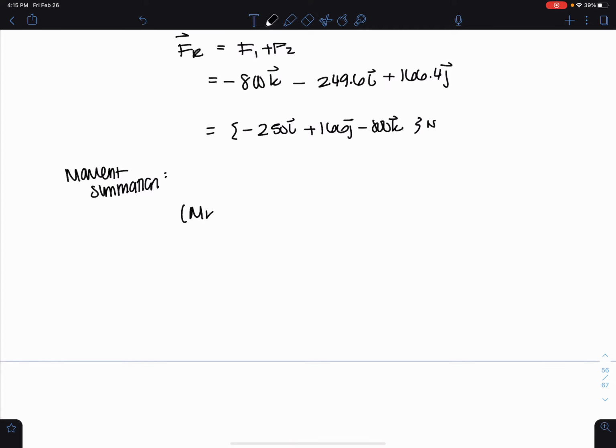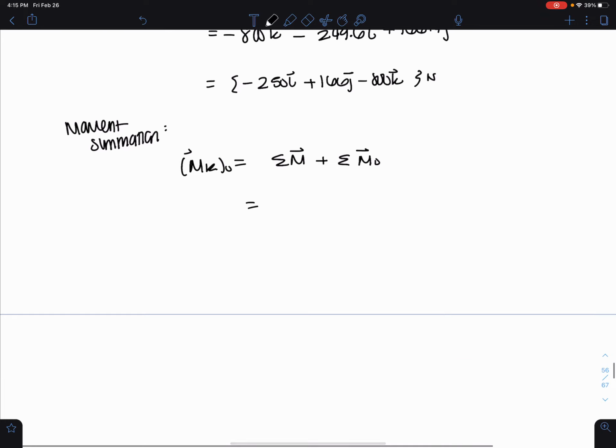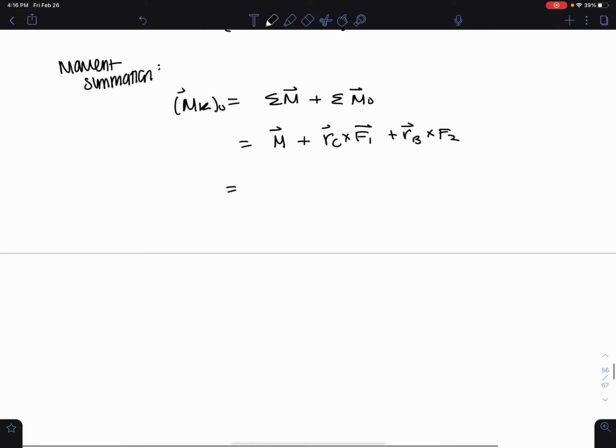So I have my M resultant about point O is equal to the sum of all moments plus the sum of any moments about point O already. And so this is equal to the moments plus RC cross F1 plus RB cross F2, and those are all the forces and moments that I have on the system. So now I just have to plug everything in.